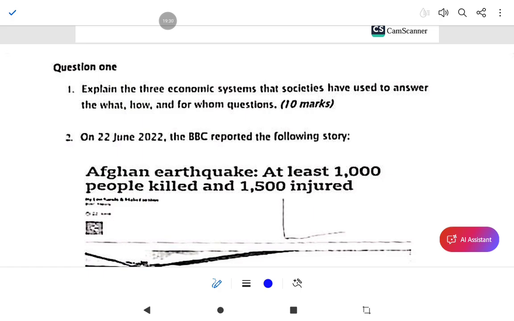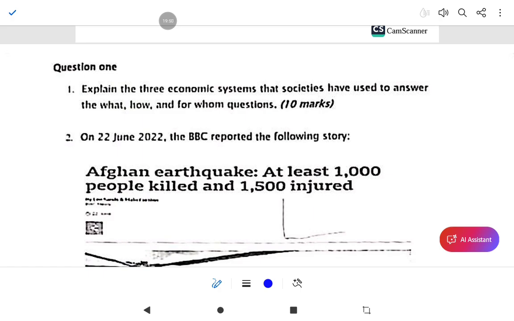And we said that the 4 important economic questions are what to produce, how much to produce, how to produce, and for whom to produce. So the way that a society chooses to answer these questions actually depends on the way it has organized itself. And the way it organizes itself is what we call economic systems.